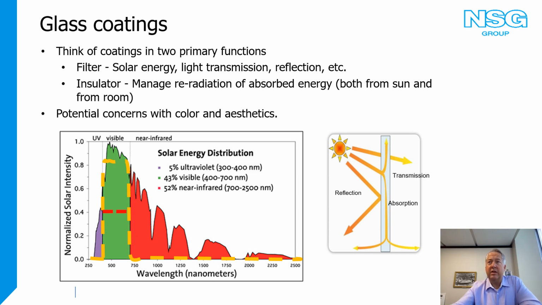And by insulator, the sun's energy and room heat get transferred in waves, and they either transmit through something, they absorb into it, or they reflect off. And that absorbed energy reflects back into the building. Essentially, we're trying to manage those two things so that windows can be high performing as filters and as an insulator.